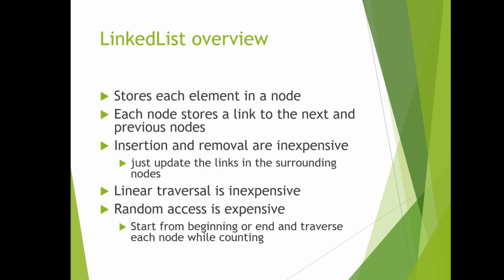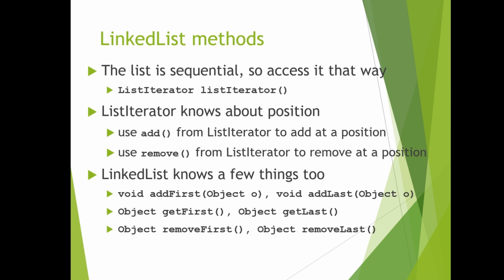Linear traversal is inexpensive. Random access is expensive because we have to start from the beginning. Because of these reasons, random access is expensive. The list is sequential, so we access it that way. We can make use of a list iterator to access it. The list iterator knows about the position, and can add and remove elements. We can go on adding and we can remove.